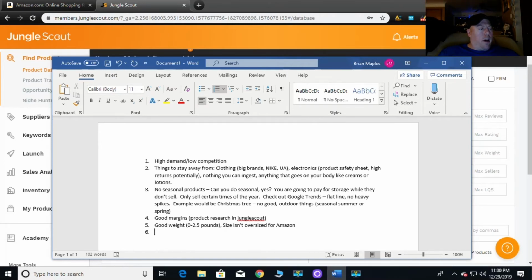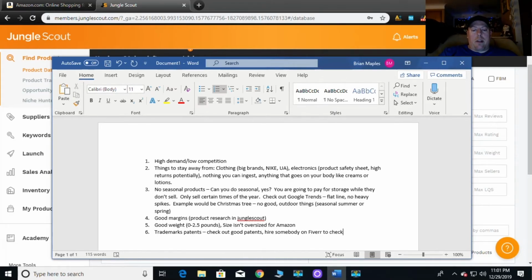So some of the other things. Don't go into anything that has trademarks or patents. How do you check that? Well, you're going to check out Google Patents. You can hire somebody on Fiverr to check.